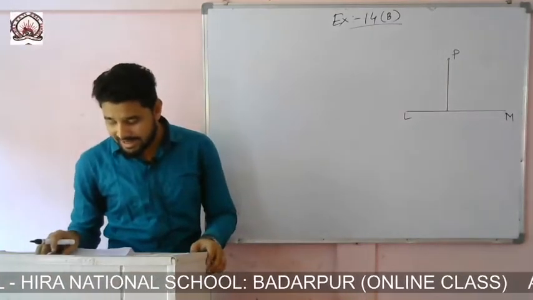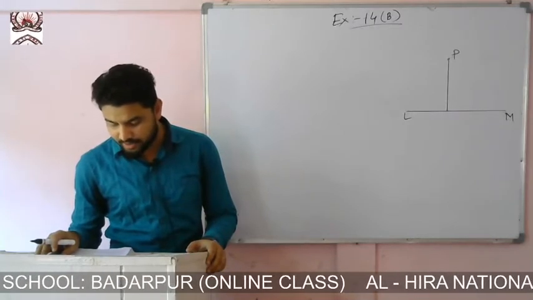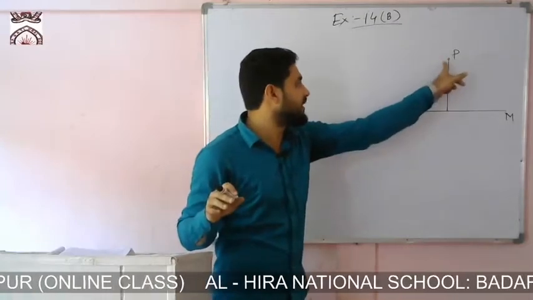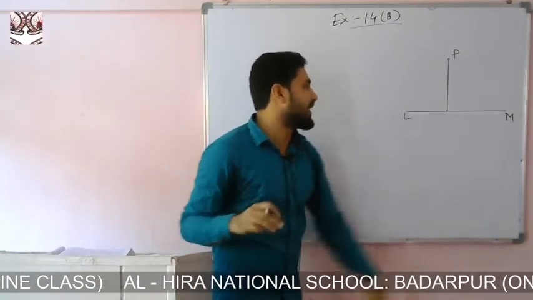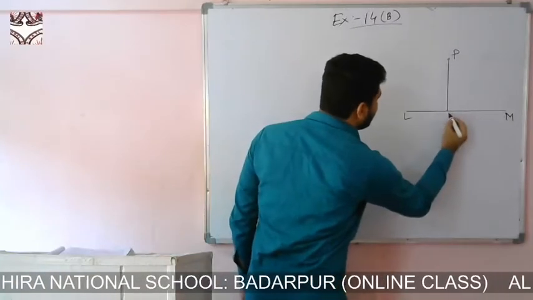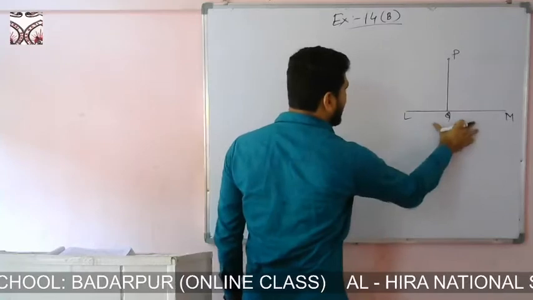So draw a line LM and take a point P not lying on it. Using a set square, construct a perpendicular from P to the line LM. That means construct a perpendicular from P to the line LM. So we have drawn. You can give a name like Q also, so that we can say PQ is perpendicular to LM.